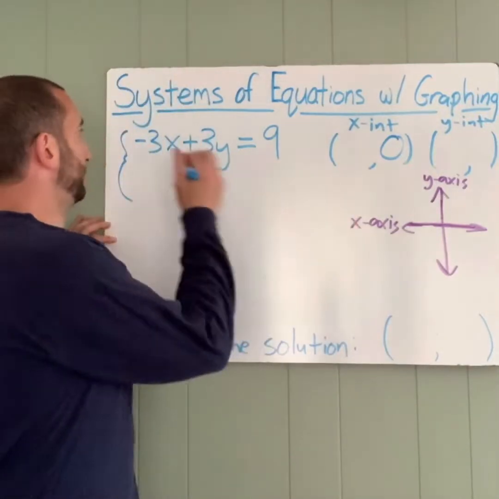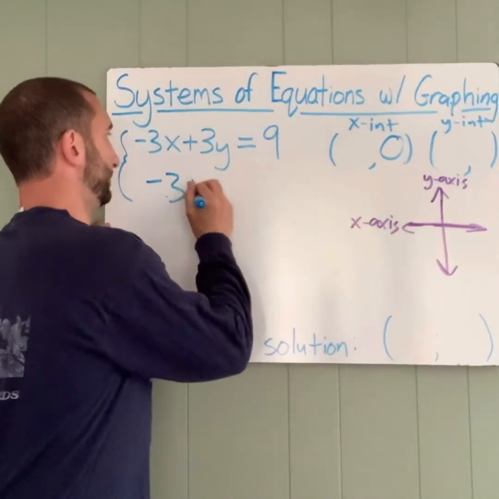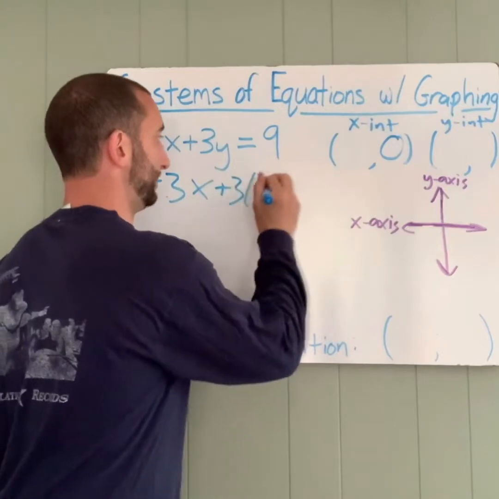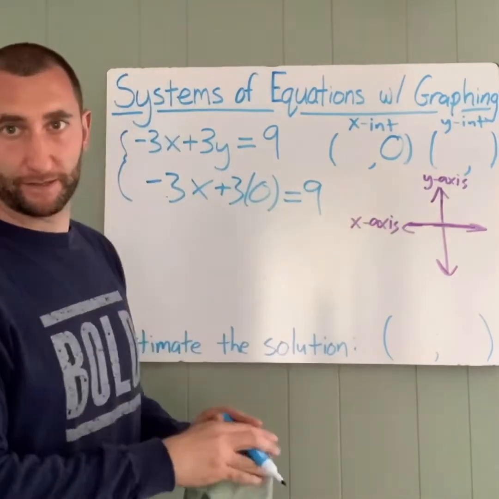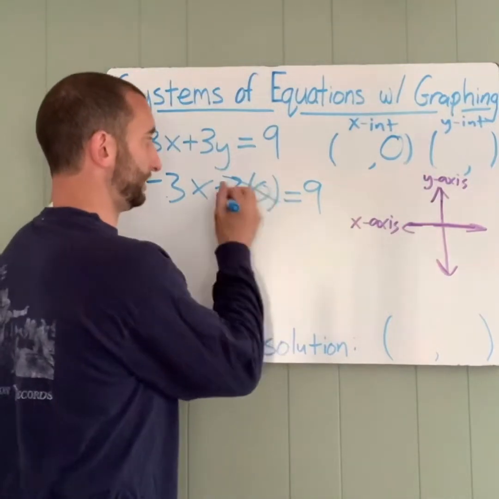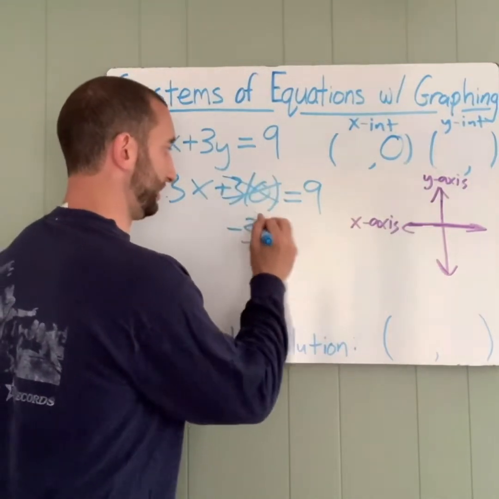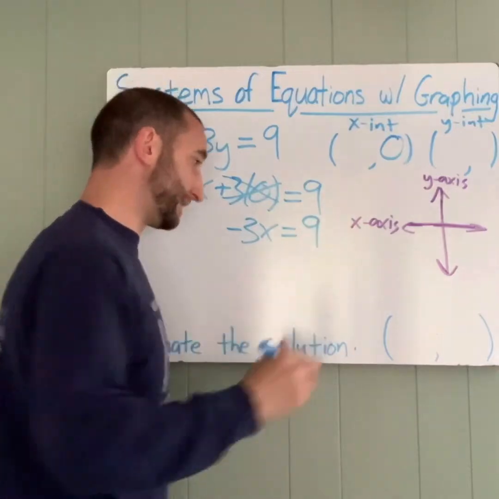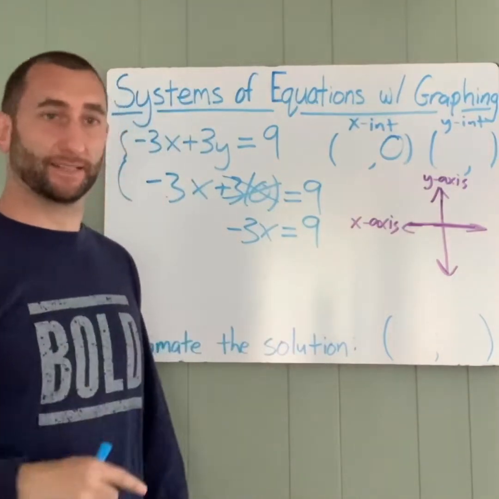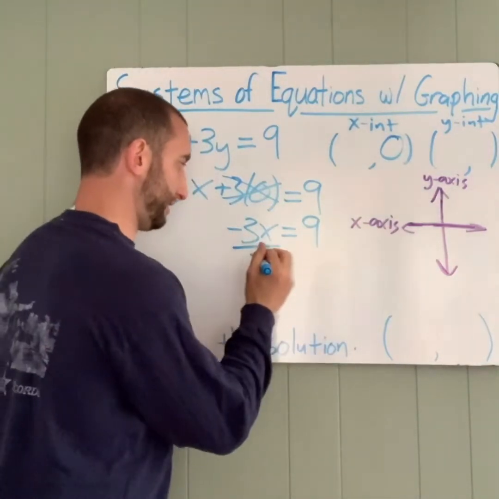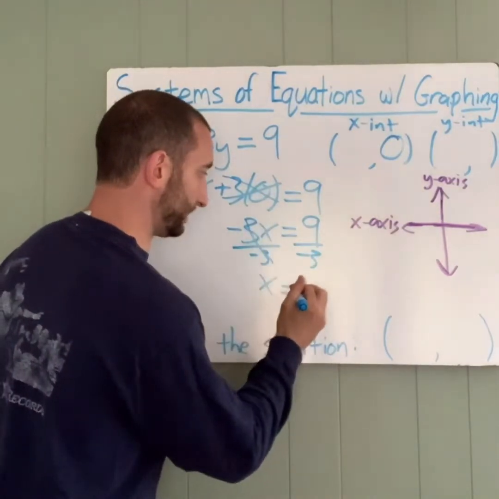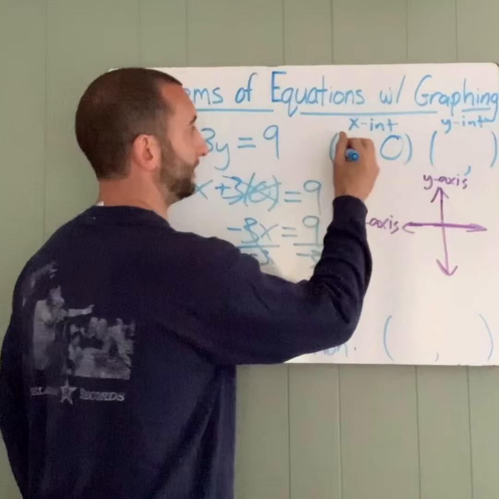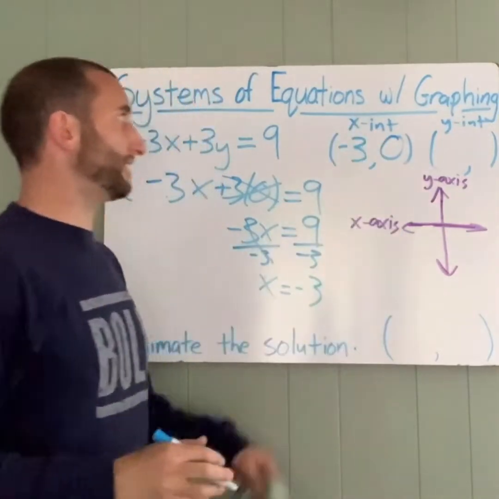So, negative 3x plus 3 times 0 equals 9. And what's 3 times 0? It's 0. So it disappears and leaves us with negative 3x equals 9. Now how do you get x by itself? Divide by negative 3. You get x equals negative 3. All right. So we have the x-intercept.